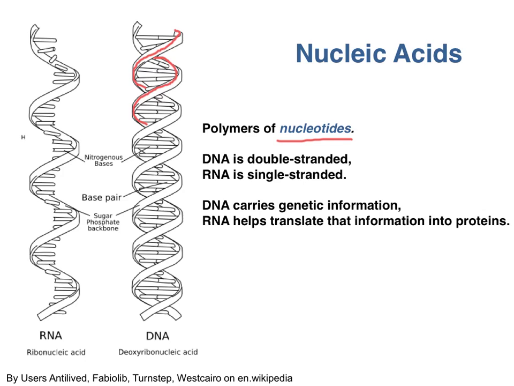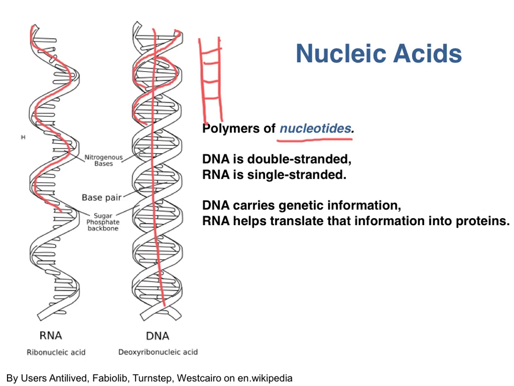So if you look at DNA, it's kind of got the shape of like if you took a rope ladder shaped like that and you twisted that around a central pole. That would give you the rough structure of DNA. RNA over here is single-stranded, so there's only one strand.